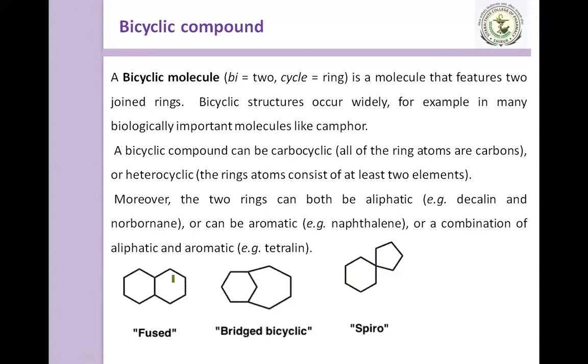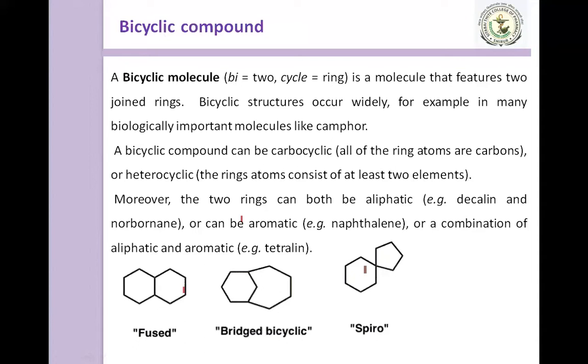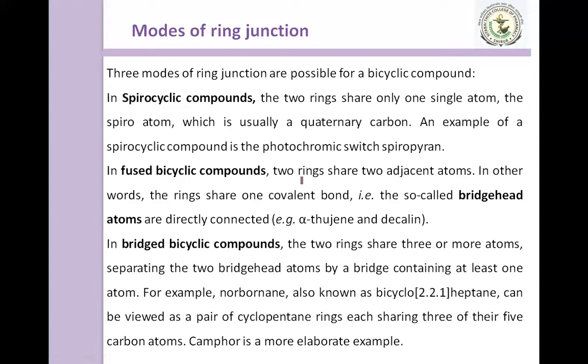So with this you will see that it may be a fused one, it may have a bridgehead, and this is the spiro type. So we can classify these bicyclic compounds as spirocyclic compounds, where the two rings share only one single atom, the spiro atom, which is usually a quaternary carbon. So here we have seen this is the spiro one. The second one is a fused bicyclic compound. The two rings share two adjacent atoms. In other words, the rings share one covalent bond, so-called bridgehead atoms, which are directly connected to each other. Examples are decalin and alpha-thujene.